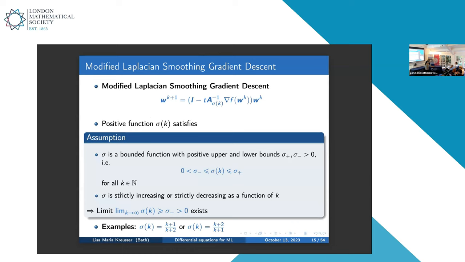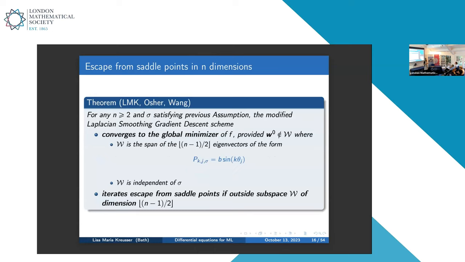So there are lots of examples of these types of functions which one could consider. And under those assumptions, we were able to show that we can guarantee convergence to a global minimizer if our initial data is not in a certain subspace. In this case, the subspace is of dimension (n-1)/2 as opposed to n-1 as it was the case in standard gradient descent. So we basically reduce the dimension of the subspace by a factor of 2.